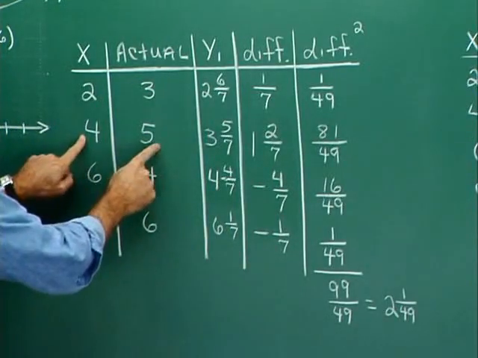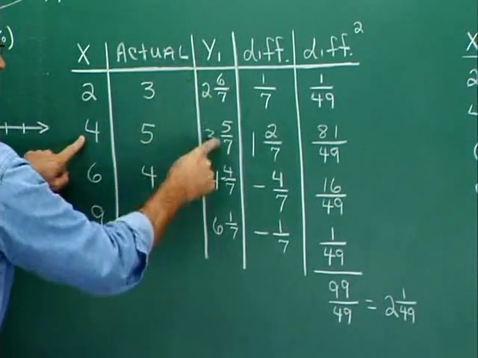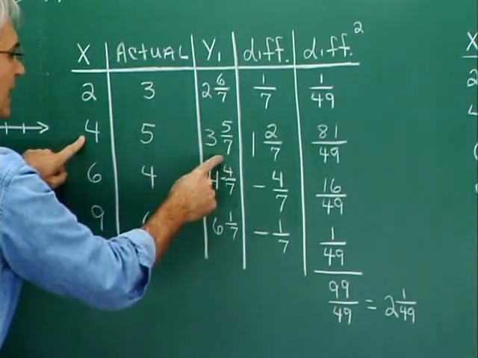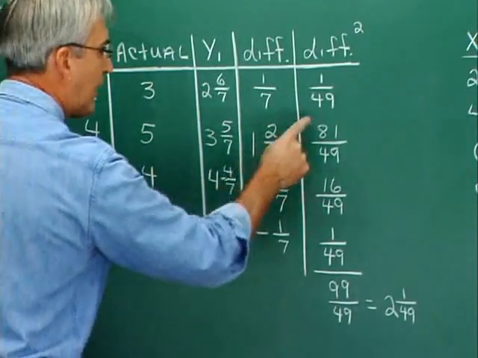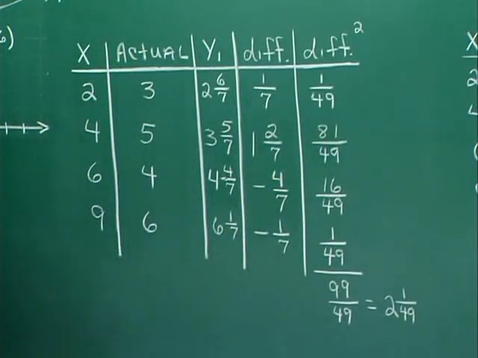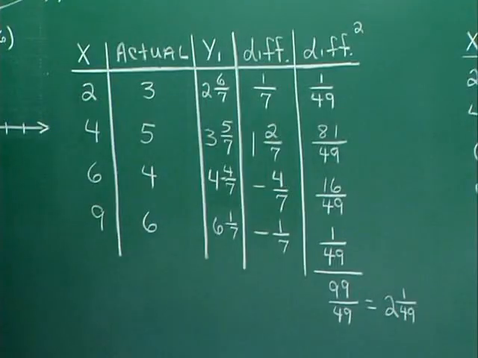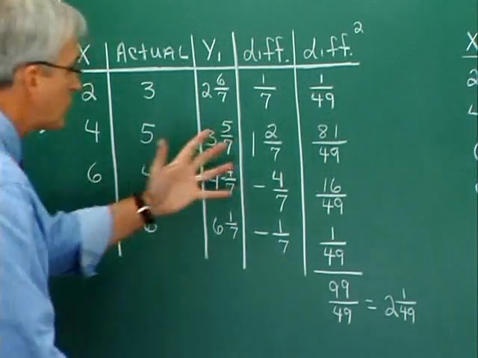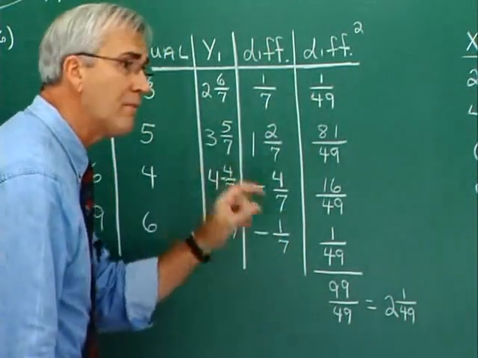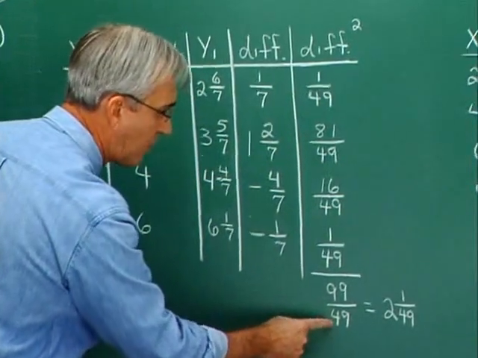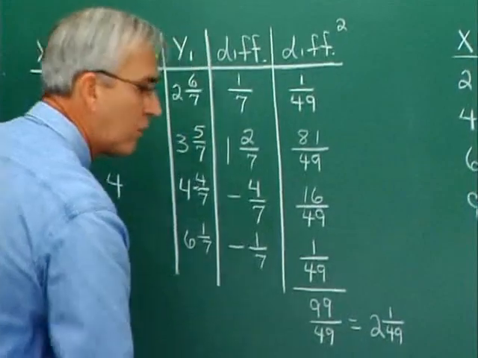So for the point (4, 5), I find f of 4 in that function. It turns out to be this. 5 minus 3 and 5/7. 1 and 2/7. Square it, I get this. You see, that's the idea. All right, some of these values, a couple of them down here, are going to be negative. All right, that's fine. Now, squaring those, and I want the sum of these squared differences. So I just add all of these. It's 99 over 49, or 2 and 1 over 49.